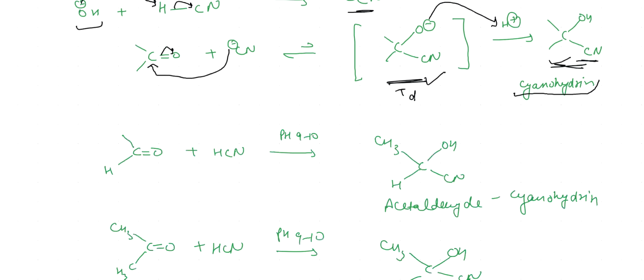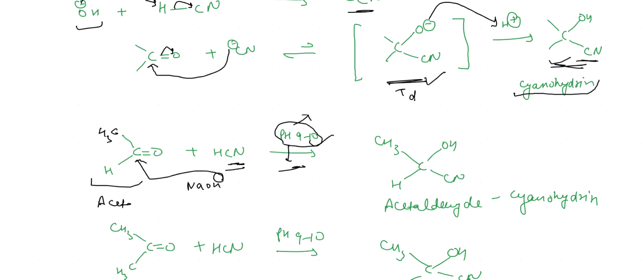So practically the pH should be between 9 to 10 because too much basic conditions cannot be used. If more basic condition is used, then the base itself can attack on this carbon. So it should be slightly basic just to facilitate the formation of CN negative. Okay, so here is your methyl group. The reactant we have chosen is acetaldehyde, and the product we will get is acetaldehyde cyanohydrin.